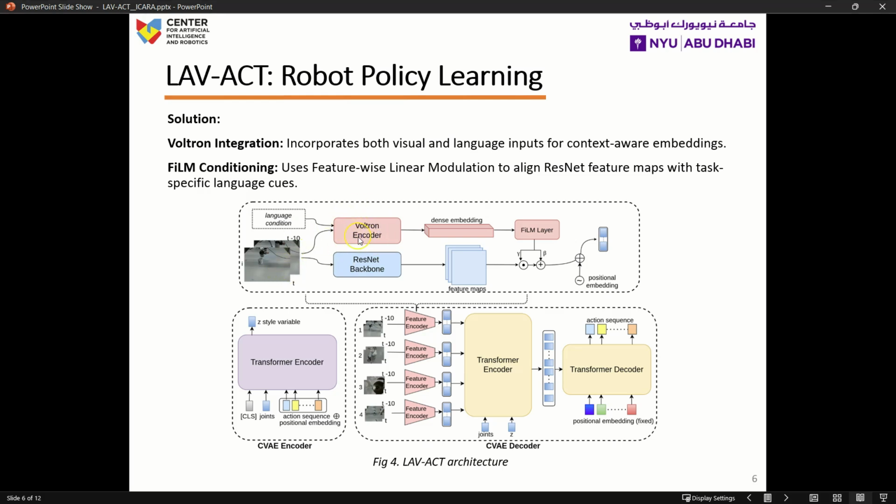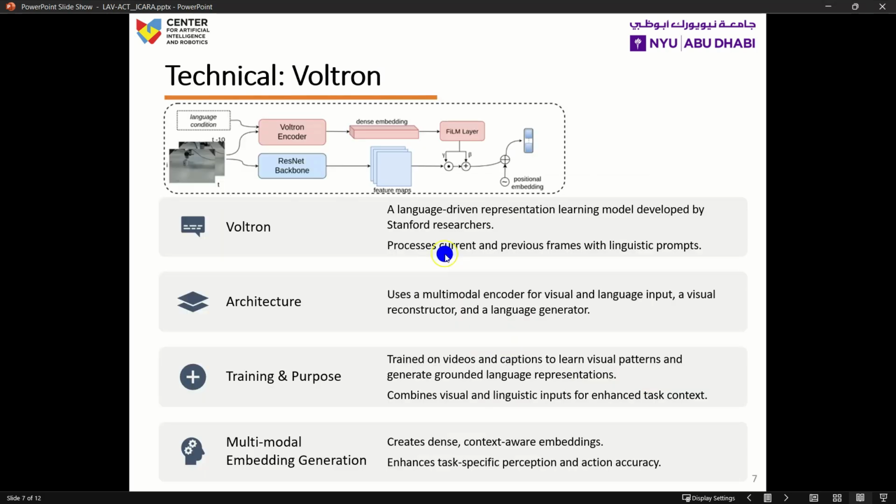And after we get the Voltron features, we use FiLM conditioning, which is used to modulate the ResNet feature maps based on the dense embedding from the Voltron extractor, meaning that our visual feature extractor is no longer static. It adapts dynamically to task-specific language cues, enhancing precision and decision making. More on these to follow on the next slides. First, let's talk about the Voltron.